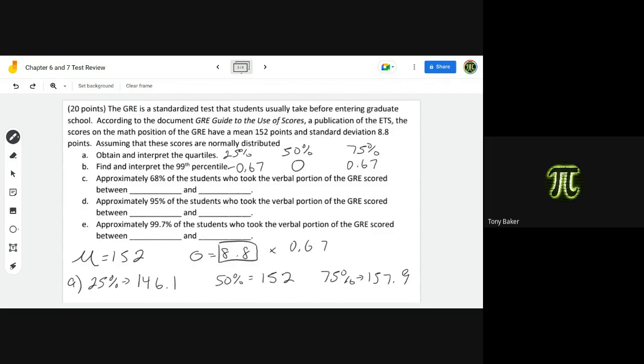Wait, two decimals for 25%? Yeah, how I subtracted it. Wait, how did you do that again? I did the 8.8 times the 0.67. And then I subtracted it. That gives you the 25, and if you add it, you get the 75.